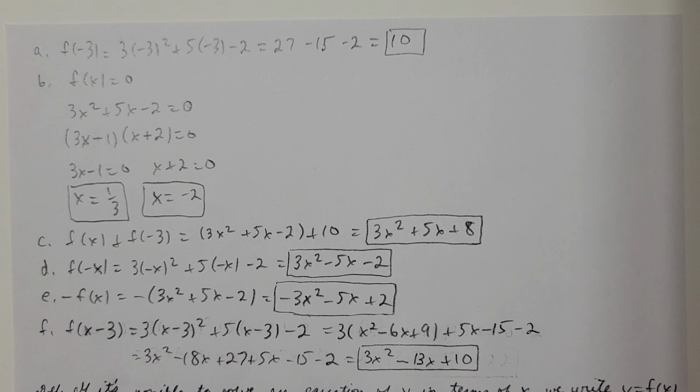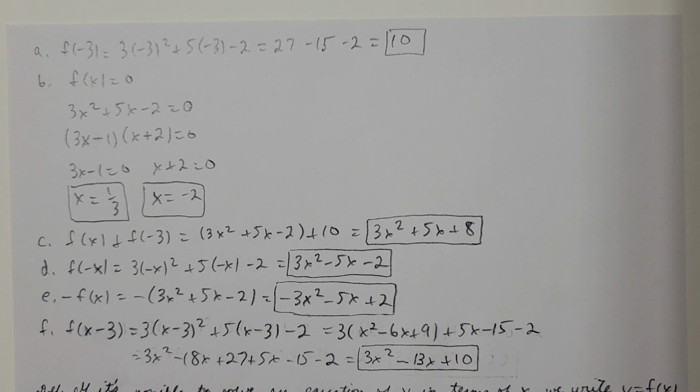But now sometimes f of negative x is the same thing as negative f of x. Okay, when that happens, it's called an odd function. We'll talk about even and odd functions in another section here. But just realize that you're doing two different things there.